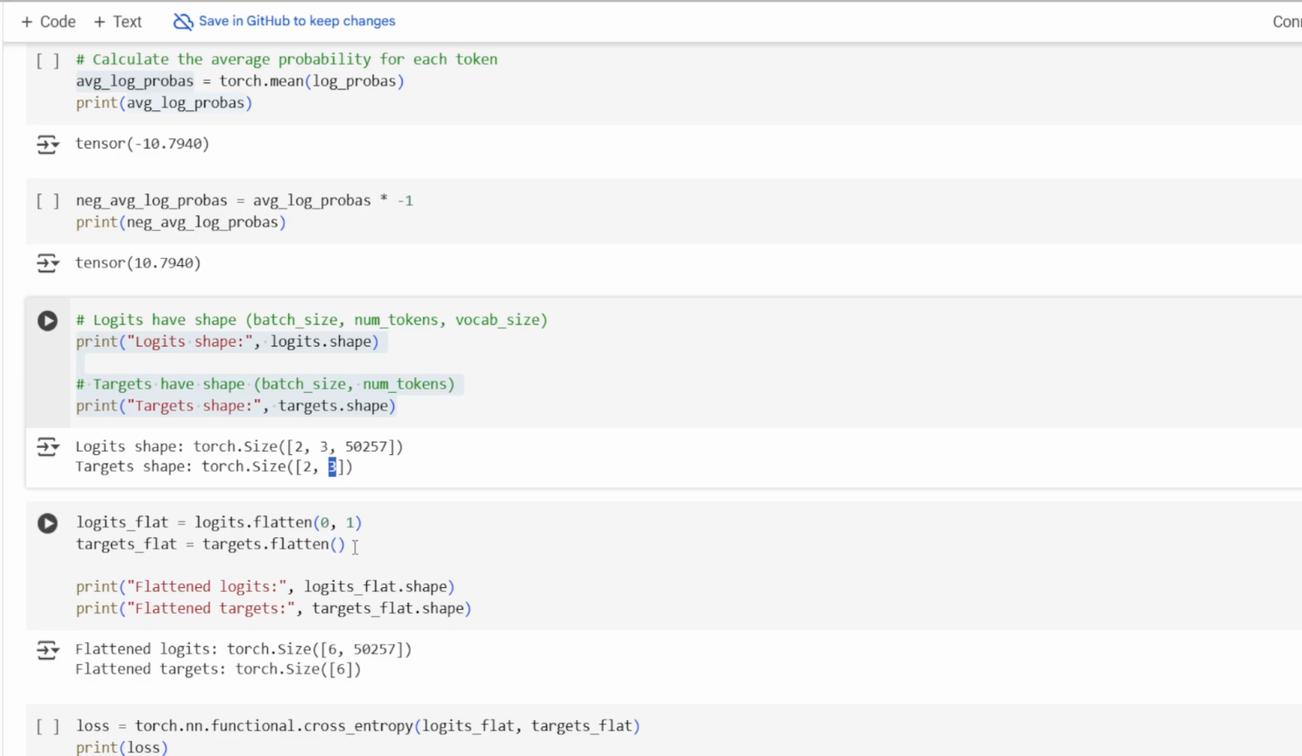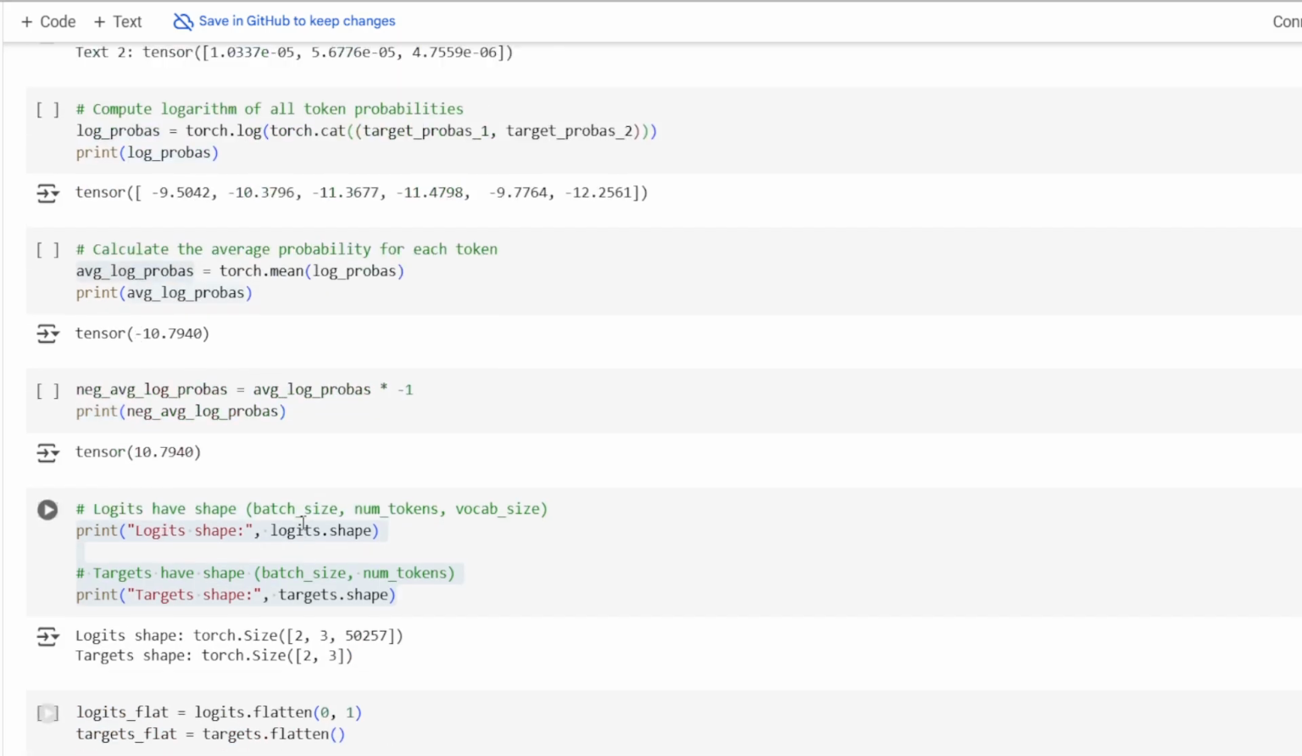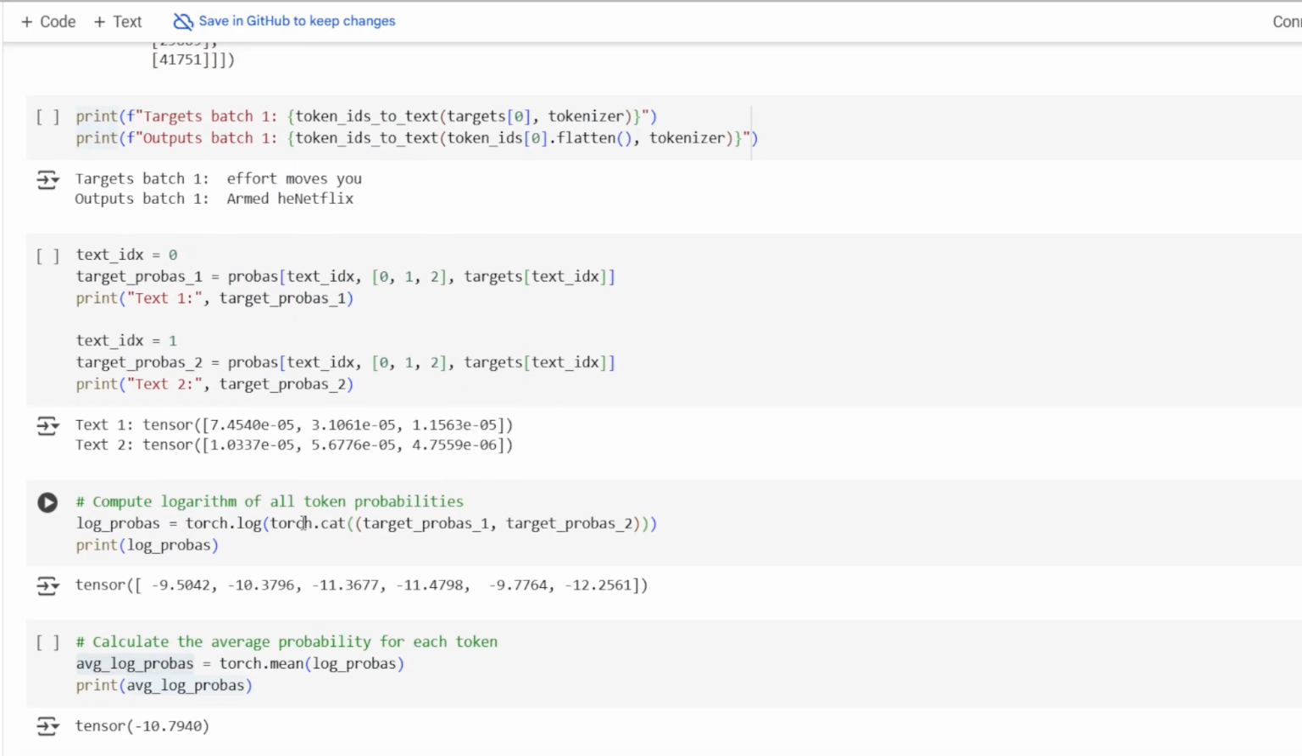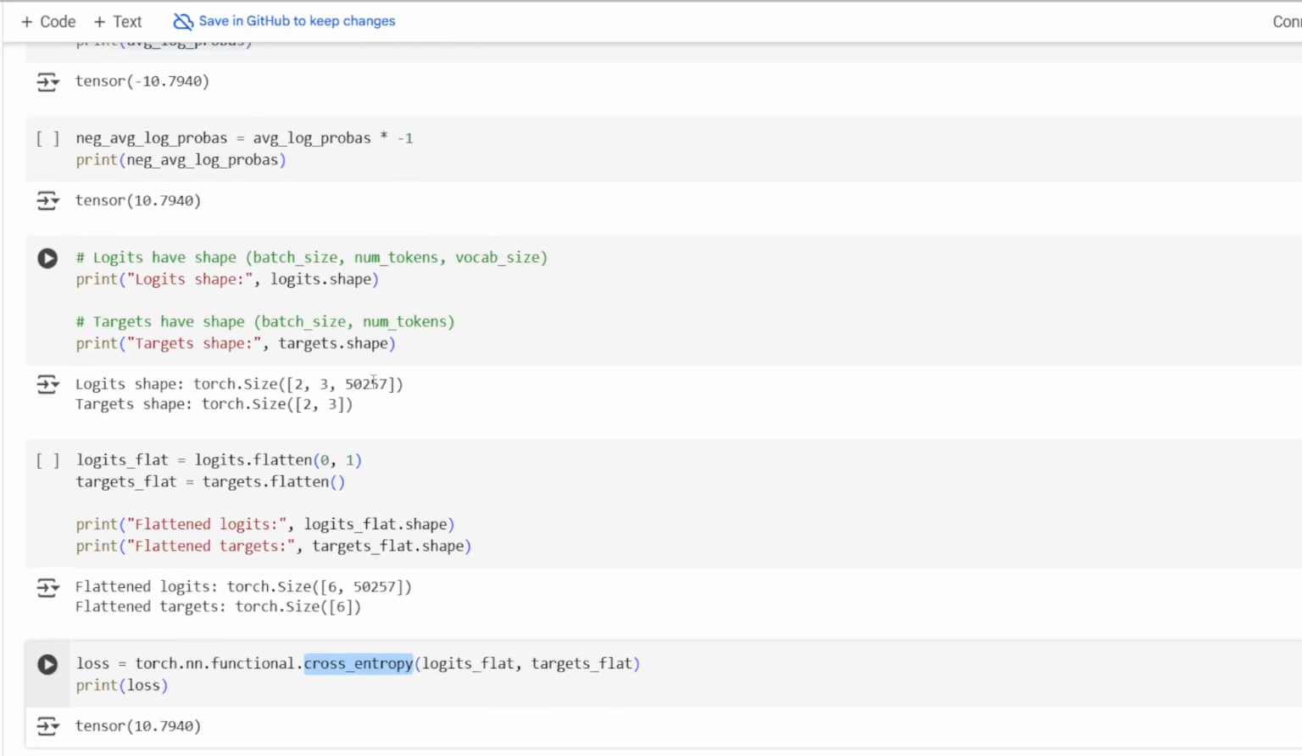So here we're just flattening these so that we can do the calculation from torch. The reason why we are doing it this way is because imagine now that instead of two examples, we have 50,000 inputs in our set. We do not want to be doing this manually every single time, right? To calculate your targets, calculate your log, calculate your average. We want to implement things that are already built in torch.